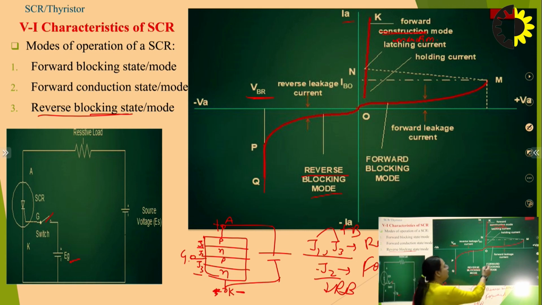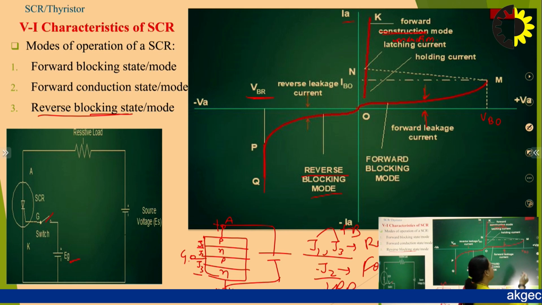Only a forward leakage current of a few milliamperes will flow in this mode, right. Now, when a voltage greater than VBO, which is called the forward breakover voltage, is applied, that is, when the anode voltage exceeds or equals VBO, the device immediately gets turned on and point M at once shifts to point N and then anywhere between N and K.